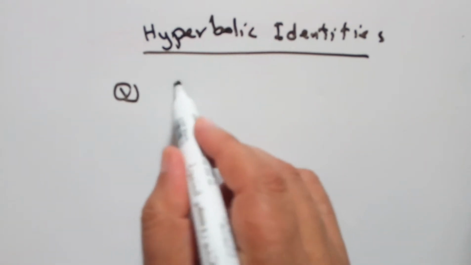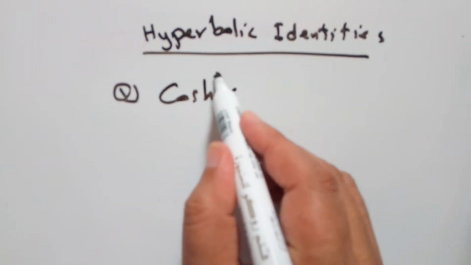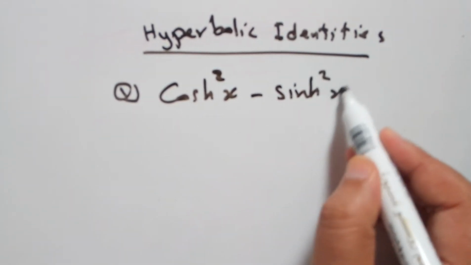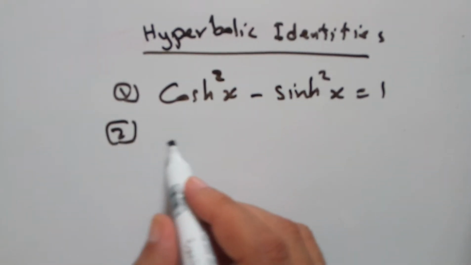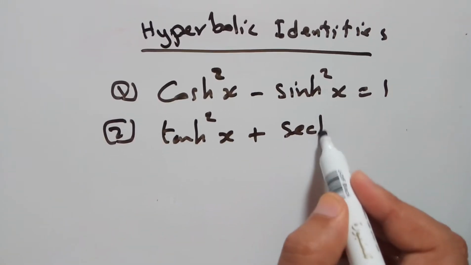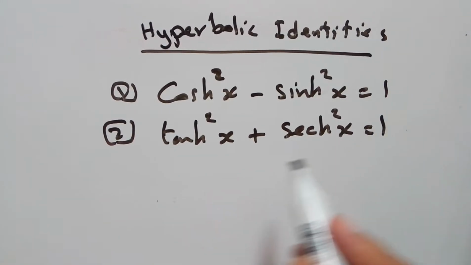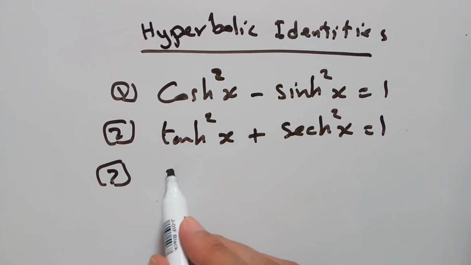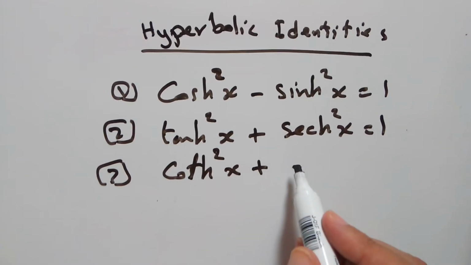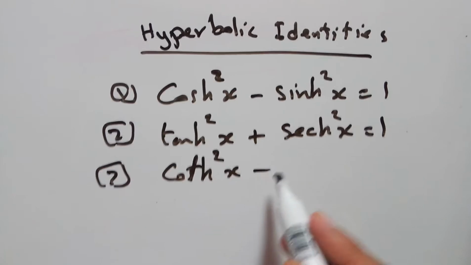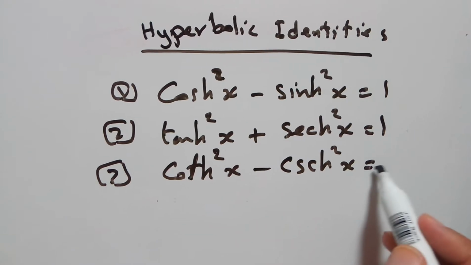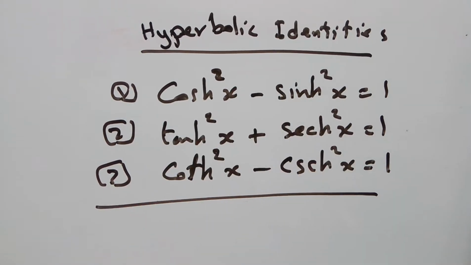Number 1, hypercosine x all squared minus hypersine all squared x is equal to 1. Number 2, hypertangent square x plus hypersecant square x is equal to 1. Number 3, hypercotangent square x minus hypercosecant square x is equal to 1. Then we have 3 identities equal to 1.